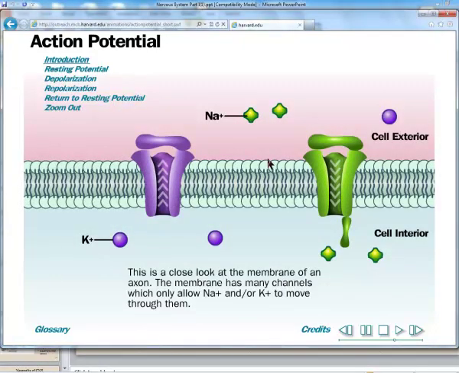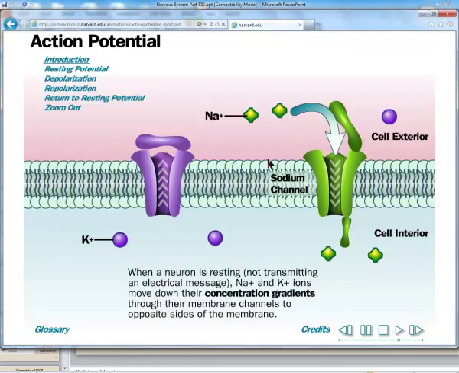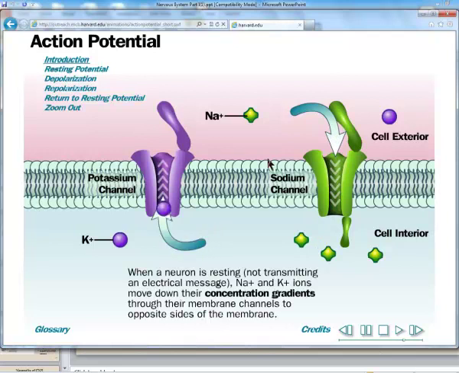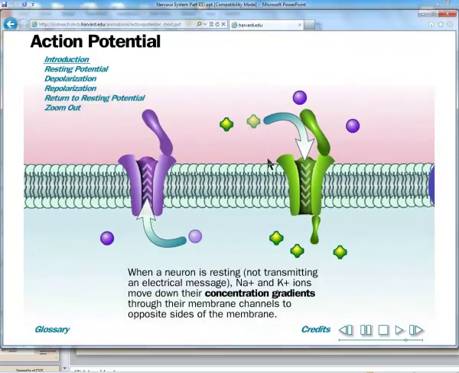So if we look at the plasma membrane of an axon on a neuron, we'll see two different types of channels. We see sodium channels that only conduct sodium ions, and we'll see potassium channels that only conduct potassium. So here we see a sodium ion traveling through a sodium channel and a potassium ion through a potassium channel, and they follow their concentration gradients.